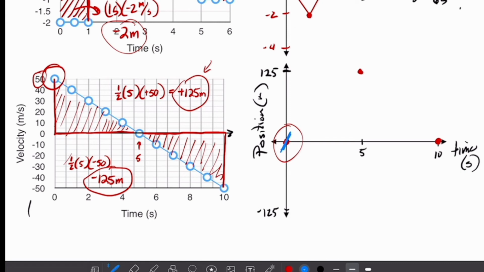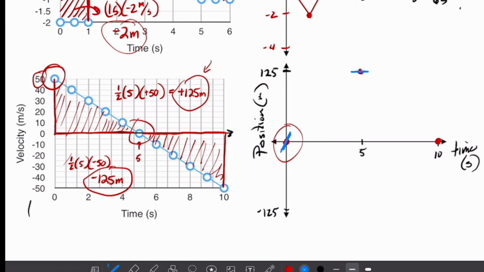I'm going to advance to each of the points and see if I can get another bit of information. For example, at 5 seconds, my velocity was 0. Well, that means at 5 seconds, my slope has to be 0. 0 is flat. Put a little piece of slope in there. It's a clue, a guide.